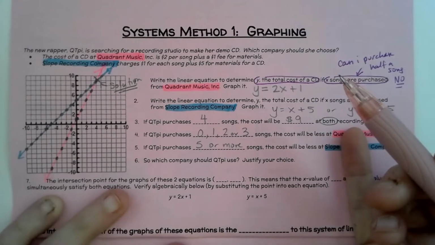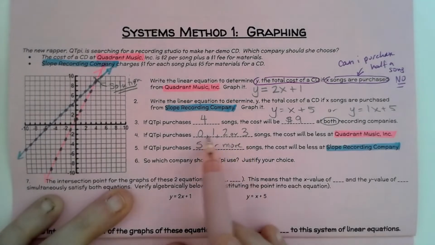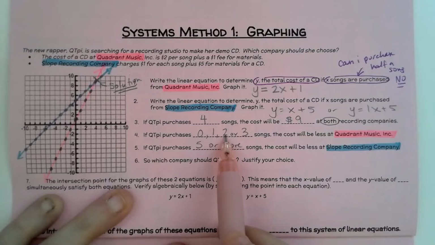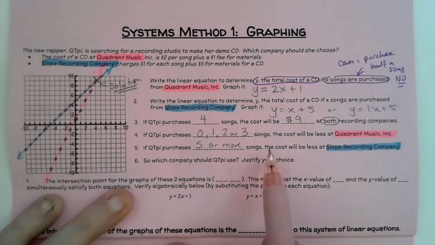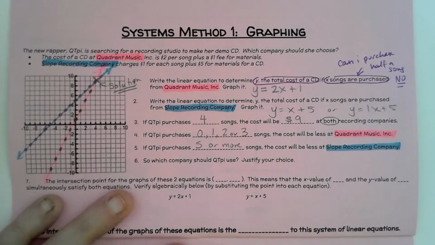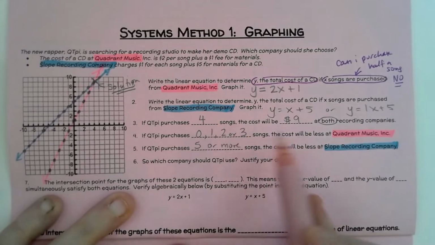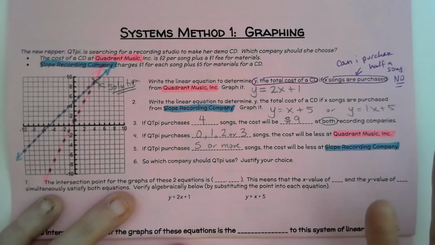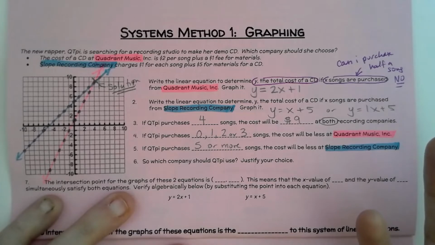Well, I guess it depends on why. If she's recording a single, she's probably going to want to go with Quadrant Music because she's only going to have an A side and a B side, right? She's only recording a couple. If she's recording an album or an EP, she's going to have 7 to 15 songs. She'd definitely want to go with Slope Recording Company because as you get past that 4, 9, where it doesn't matter, she's going to get a better deal.